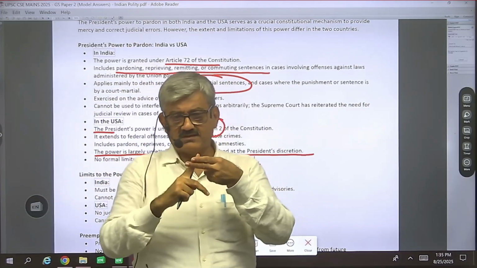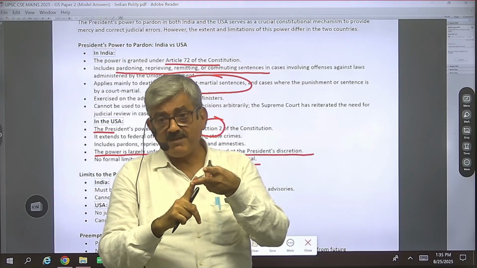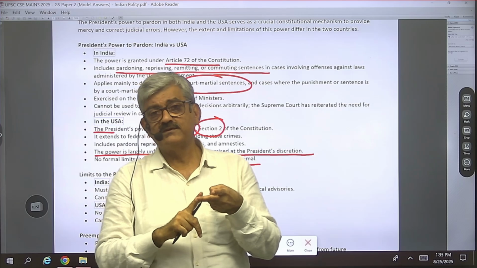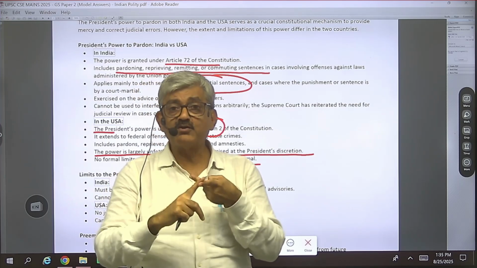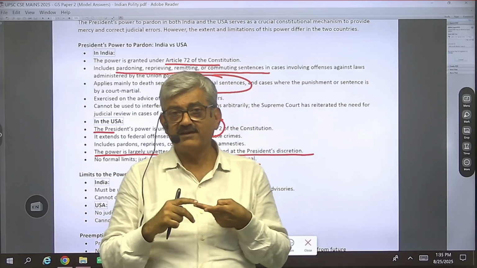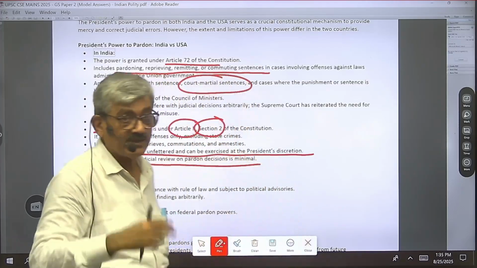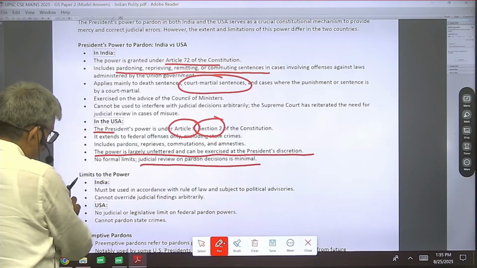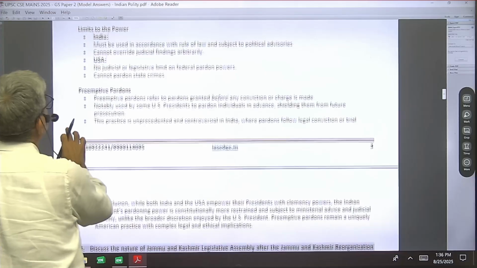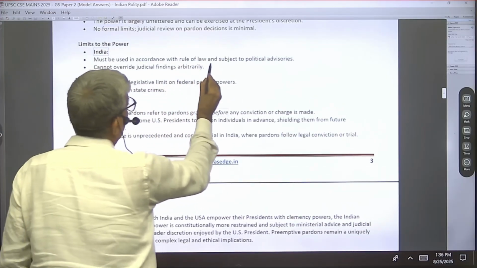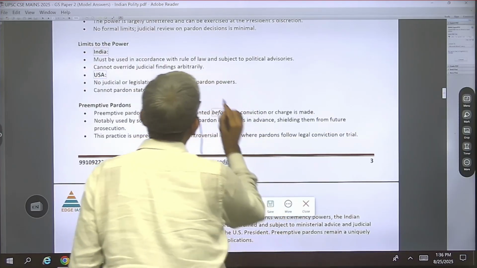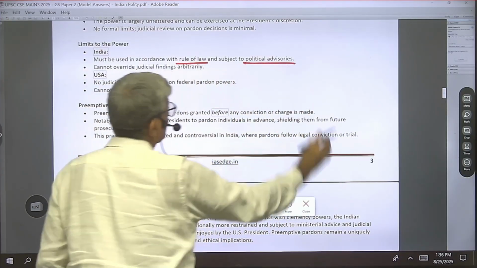Two important contrasts. Number one, the Indian president's power of pardoning is subject to judicial review. Number two, the president's power can be exercised only on the aid and advice of the Council of Ministers with the Prime Minister at its head. Therefore, it is in accordance with the rule of law, and subject to political advisories.